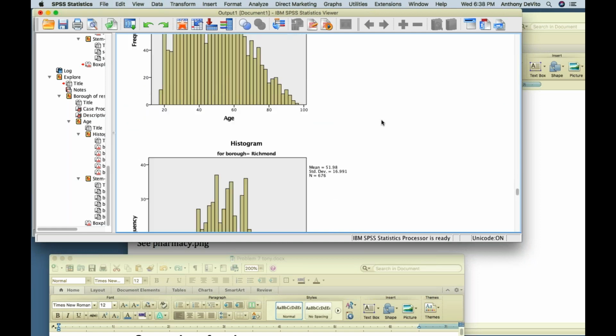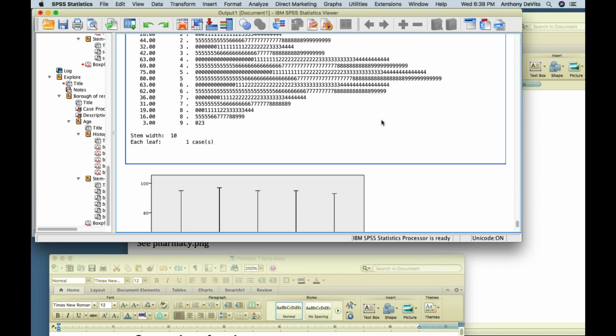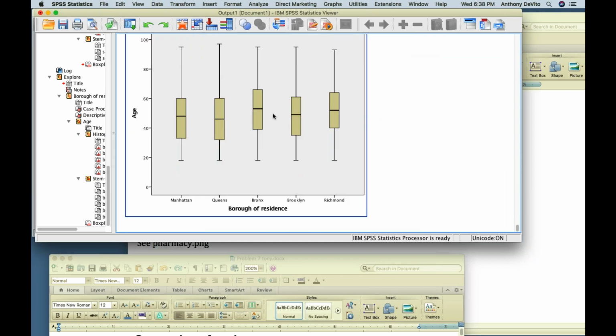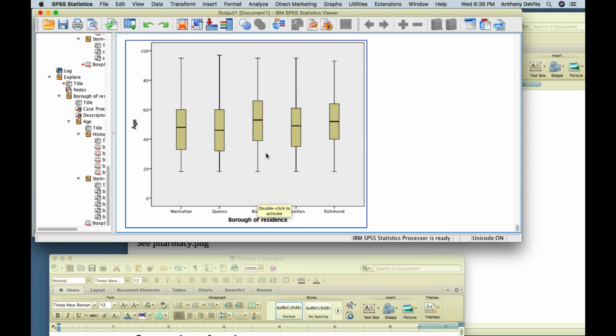Let's take a look at those box plots, which are very interesting again. It's nice because they're side by side, and you can see this particular borough, the median age is quite a bit older than the other boroughs, right? The variability is about the same in all of them, but this one, look at that. The interquartile range, the 25th to the 75th percentile, is also different than the others. So we'll see what that number really represents later on.